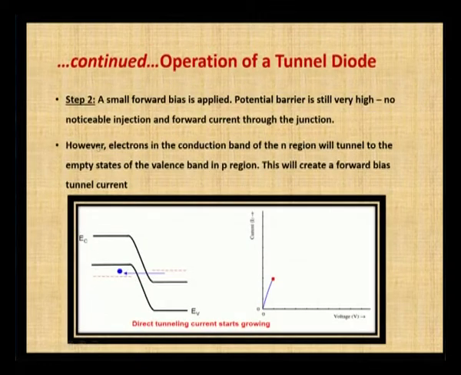Step 2: if a small forward bias is applied, the potential barrier is still very high, with no noticeable injection and forward current through the junction. We can observe in the graph there is a small current. This small current is due to the minority carriers. We can observe this small current when we apply only a small voltage. If we apply a very high voltage, we can expect more current.